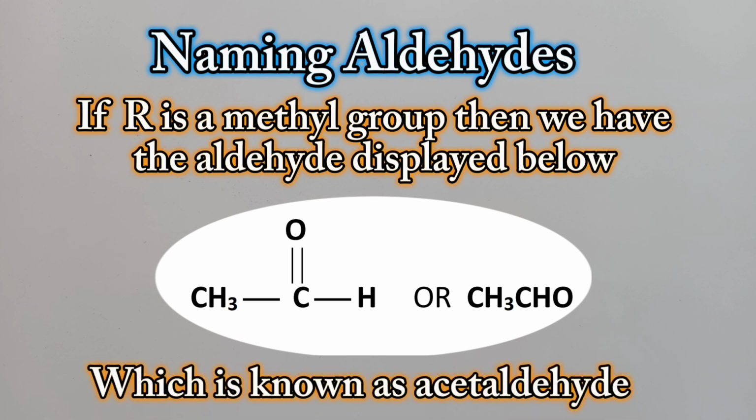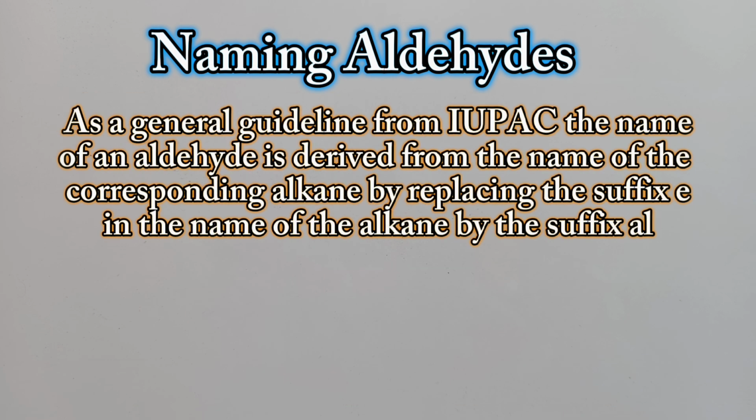The words acetaldehyde and formaldehyde are trivial names, and we do not concern ourselves with the basis of their origins. However, we have to learn how to name aldehydes in a systematic, recognized, scientific way. How do we name aldehydes? According to IUPAC, the name of the aldehyde is generated by replacing the suffix E in the name of the corresponding alkane with the suffix Al.